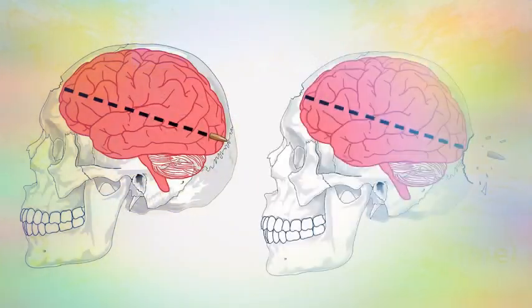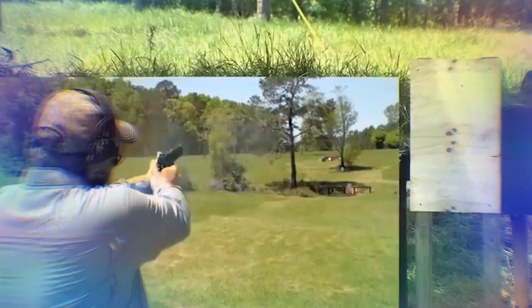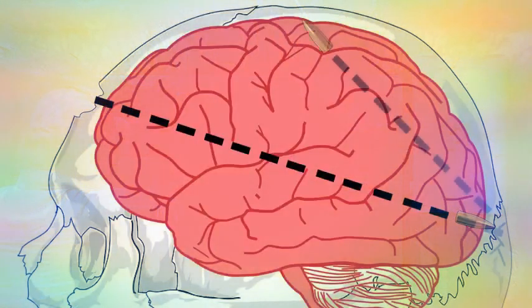If the round was fired from a high-powered rifle, it will most likely pass through. If it's fired from a pistol, it will likely stop in the brain or ricochet.